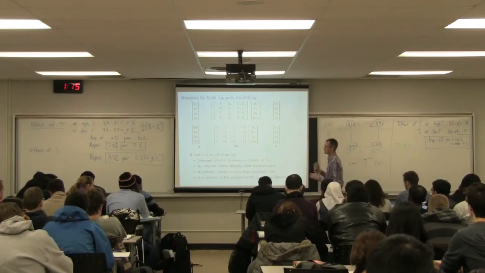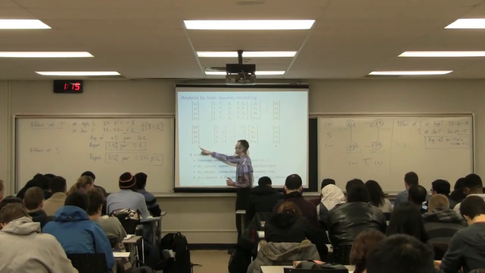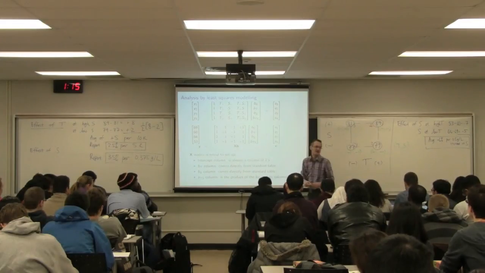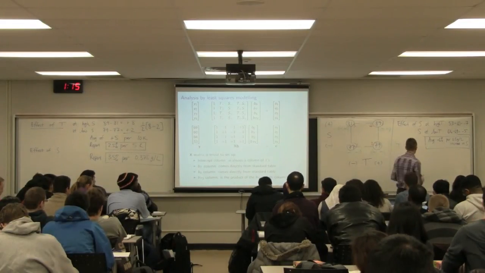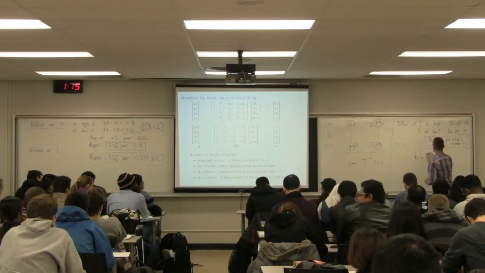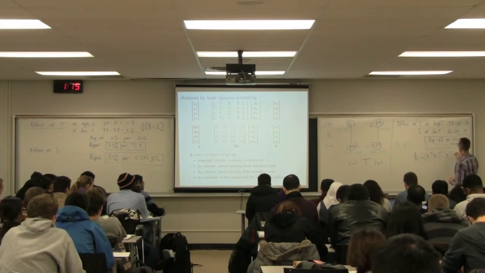Okay, so you can start to see where this is going. I've got a Y vector. I've got an X matrix. The moment we have that, we can calculate my linear model as B is equal to X transpose X inverse, X transpose y.